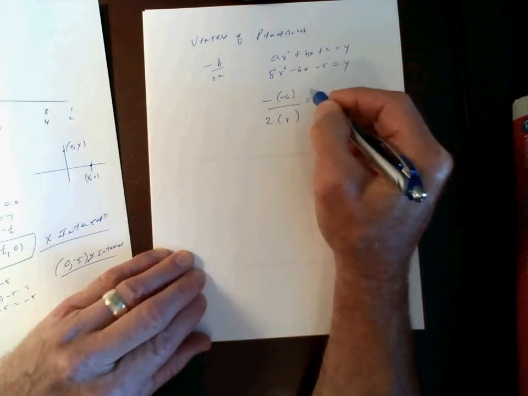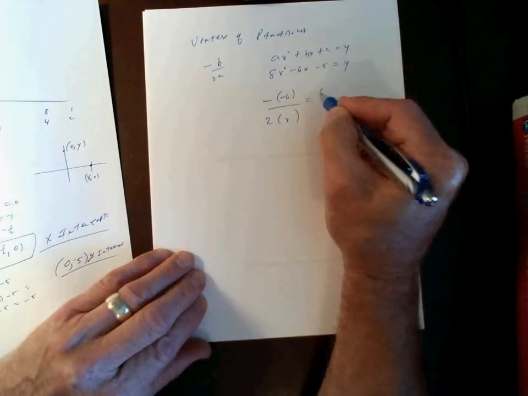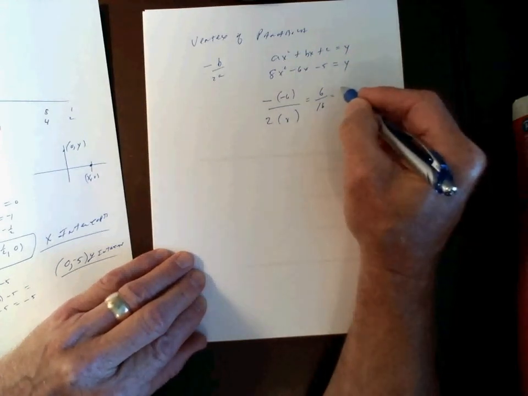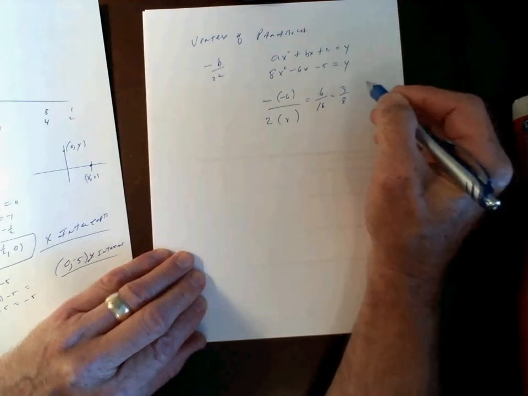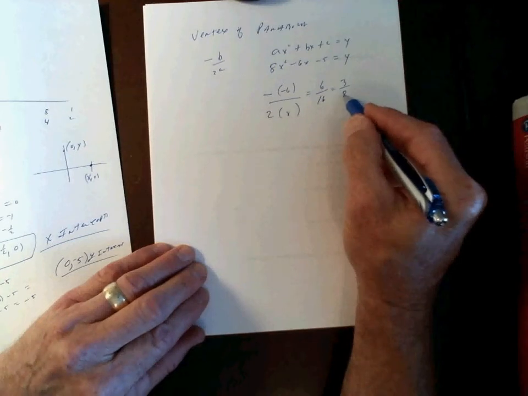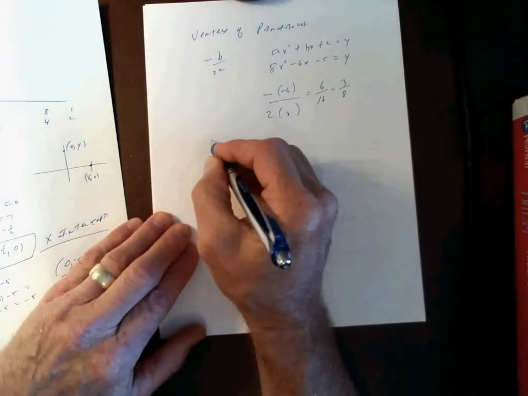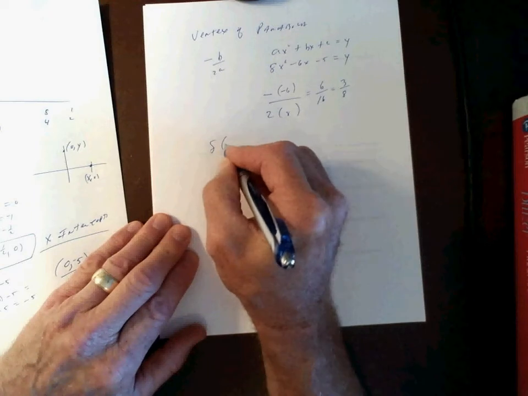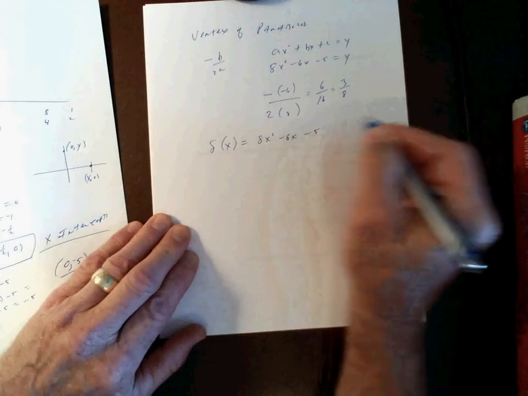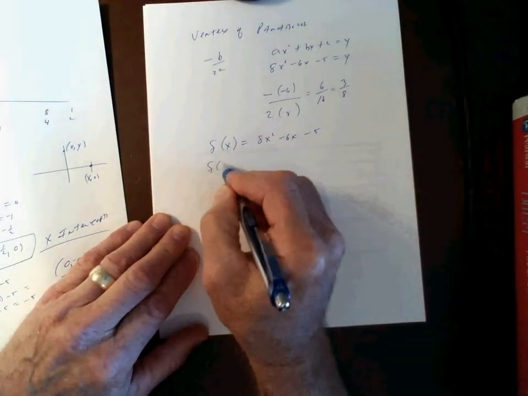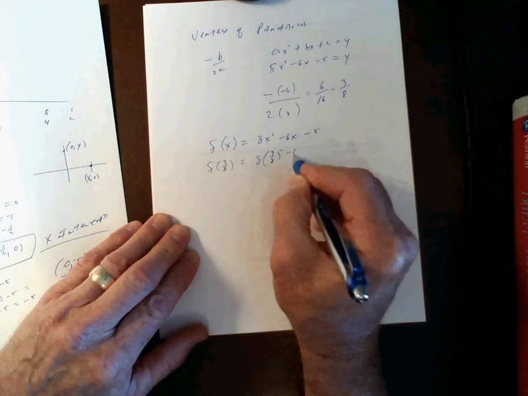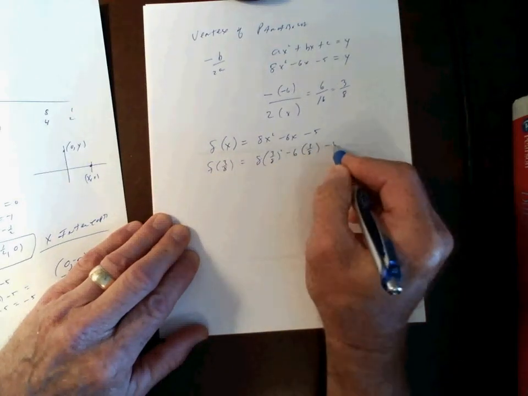So this will be equal to 6 over 16, and if I reduce that to lowest terms, that would be equal to 3/8. So to calculate the y value when x is equal to 3/8, one of the ways we can do this is simply use functional notation. f of x is equal to 8x squared minus 6x minus 5, and we do f at 3/8. This will be 8 times 3/8 all squared minus 6 times 3/8 minus 5.